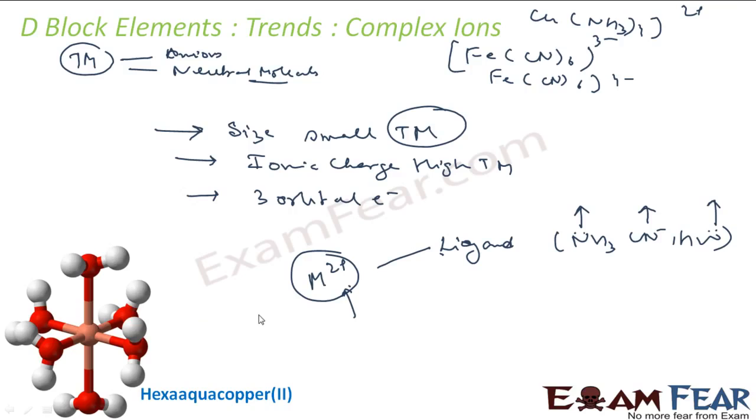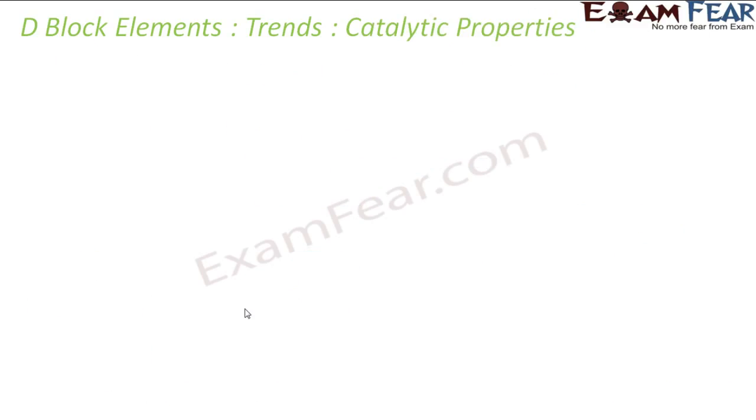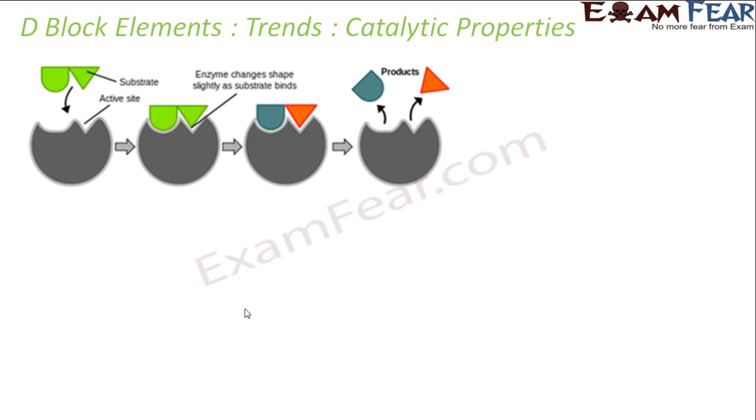Now the next important part of the d block elements is the catalytic properties. What are catalysts? Catalysts are any substance which accelerates the rate of reaction. For example, this is a biological catalyst, the grey one is my catalyst. It provides a site where the reaction can happen. It forms an intermediate complex, and with this the product is easily formed. This was my reactant, and you get product using this catalyst, because the catalyst is not used up, but it provides the surface where the reaction can happen. Sometimes the intermediate complex formed is easy to break.